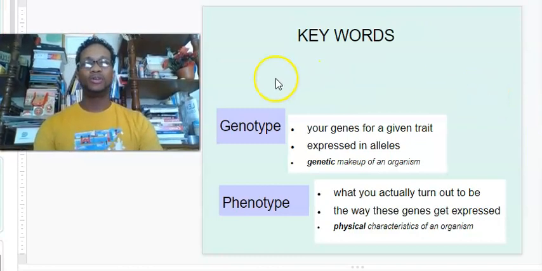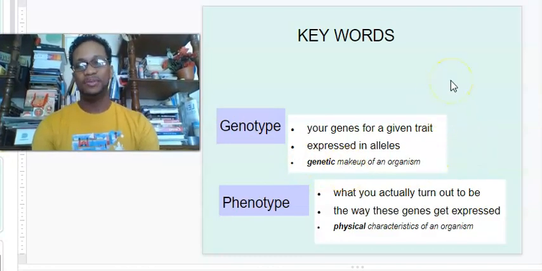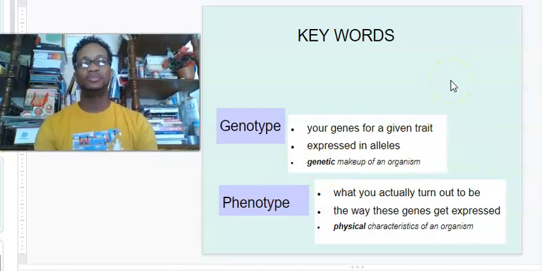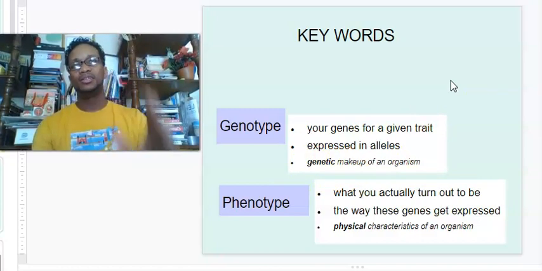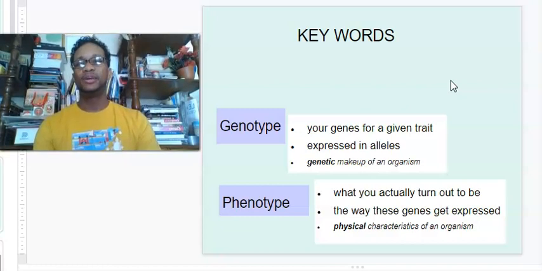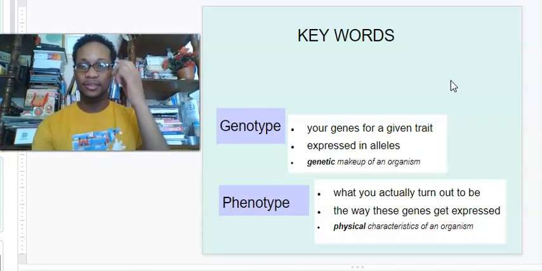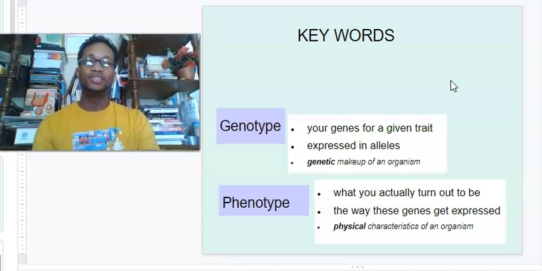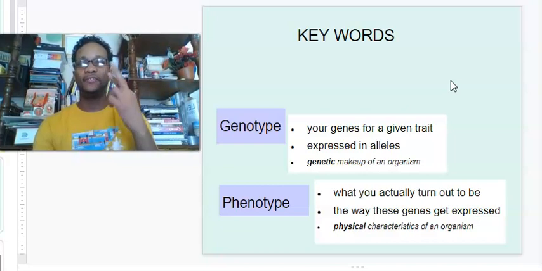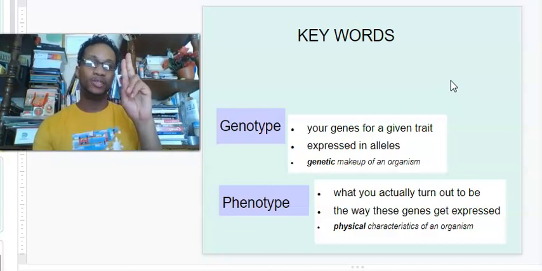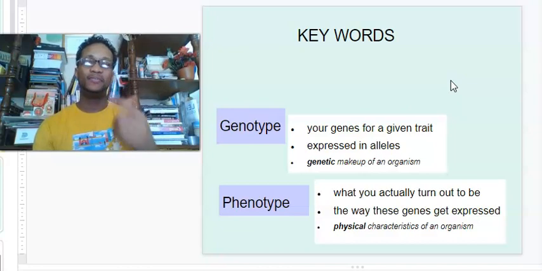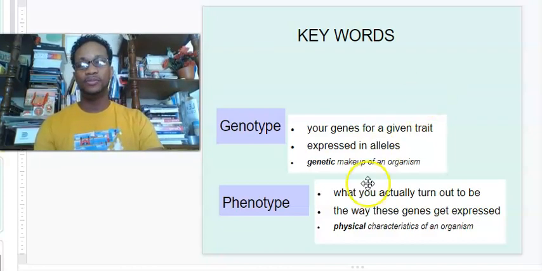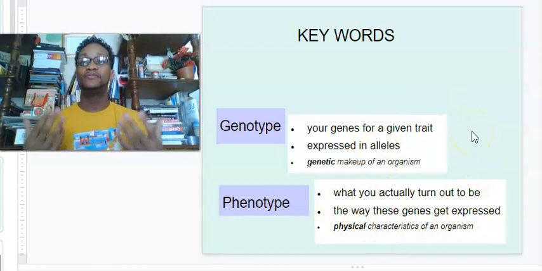Now, here are some key words. Genotype is basically the genes for a given trait expressed in alleles. Let's talk about the letter B, representing eye color, brown eyes. I have brown eyes, and most people around the world have brown eyes. It's a dominant eye color. So either I have both capital letter B's, homozygous, or just one is enough to give me the brown eye feature that's visible.